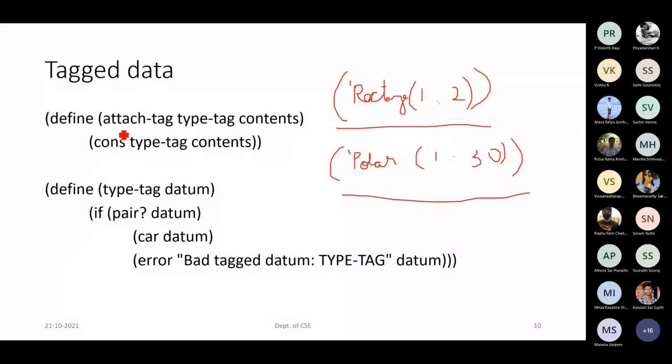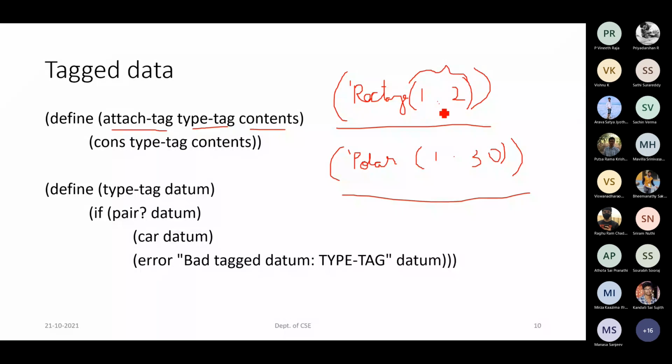So that means we will define a procedure called attach tag, where you are asking the user what type of tag it is. Since we are discussing complex numbers, the tag will have only two possibilities: either it will be rectangle or it will be polar. And the second argument is the content. The content is this portion of your data.